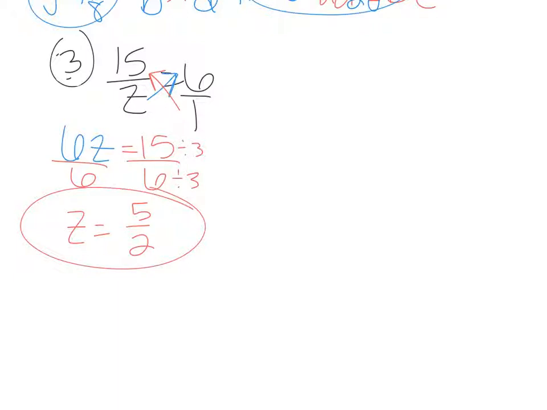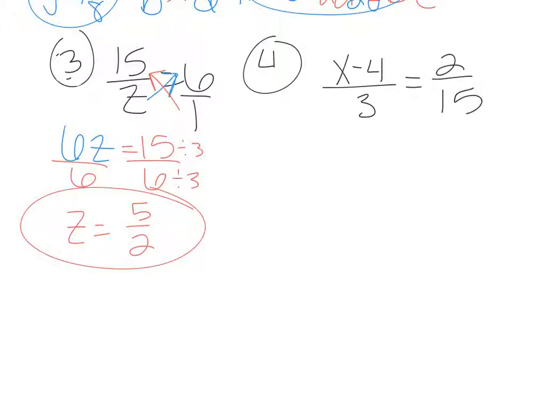Okay, questions? Okay, number 4. This one we have to take a little bit extra caution. x minus 4 over 3 equals 2 over 15. Notice that my numerator looks a little different. You do this the same way. You're still going to use your cross products. You just have to be kind of careful when you're doing that cross product.